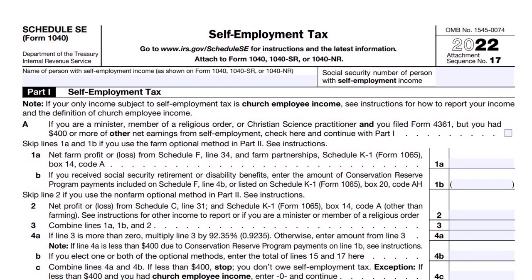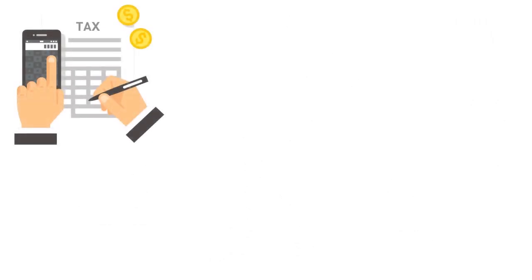Because come tax time, you will have to actually pay that amount, among other amounts. Okay, and remember, step number 1, determine if you're self-employed. Step number 2, understand the self-employment tax.